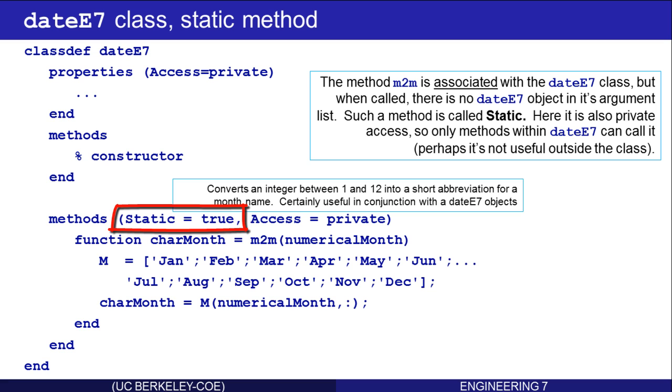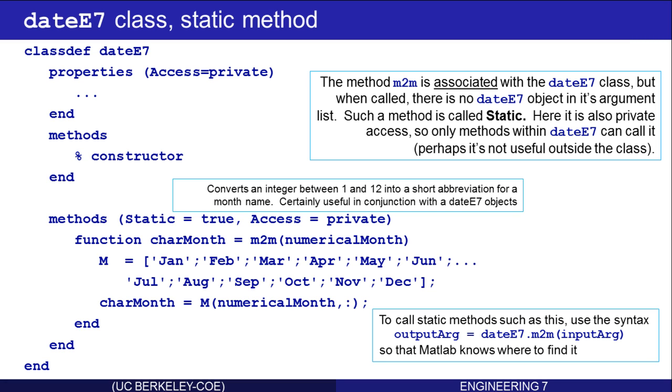So why is it called static? Well, this method is associated with the date E7 class. But when it's called, there's no date E7 object in its argument list, right? This is simply called with an integer between 1 and 12 to convert it to that character string. Such a method is called static. It's part of the class, but it doesn't operate on class objects. Here, I'm also making it private, so that only methods within the date E7 class can call it. Perhaps it's not useful outside the class, and there's no reason to expose it to the rest of the Matlab environment.